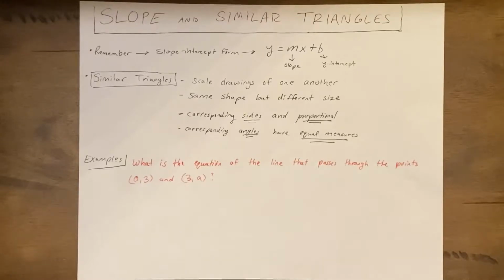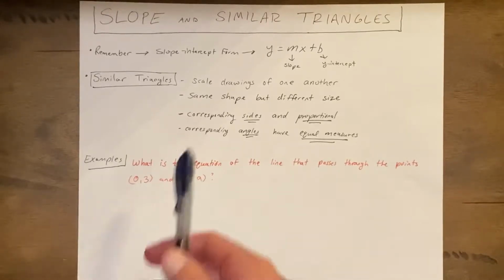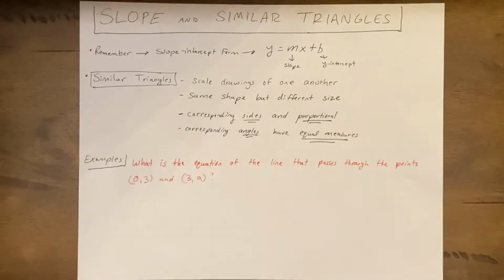We know what triangles are, but what does the word similar mean? Similar just means it's like a scale drawing of one another. So it's the exact same shape, we just have a different size. Later on, when we start talking about geometry, we'll talk about congruent shapes. Congruent means same shape and same size, but similar means same shape, different size.